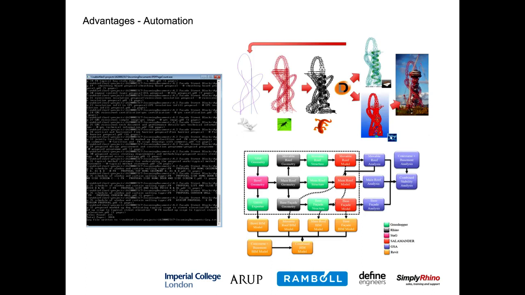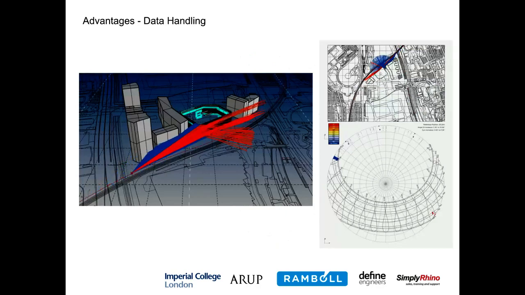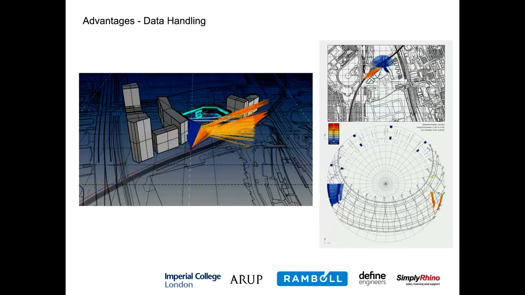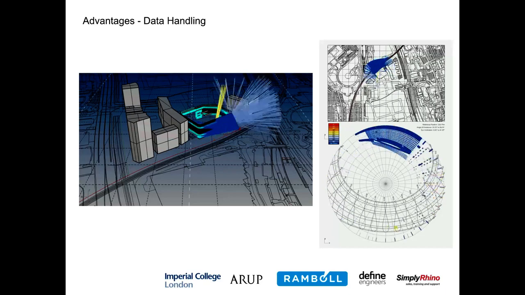And there are a number of advantages to taking this approach. One is automation. You can take away a lot of the busy work, a lot of the boring, day-to-day stuff that you have to do. You can take processes to convert geometry and data between different formats so that you don't have to completely remodel everything between different packages of software and things like that. So that's one advantage. Another advantage is being able to handle large quantities of data.